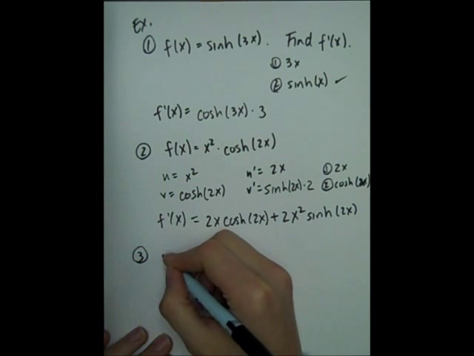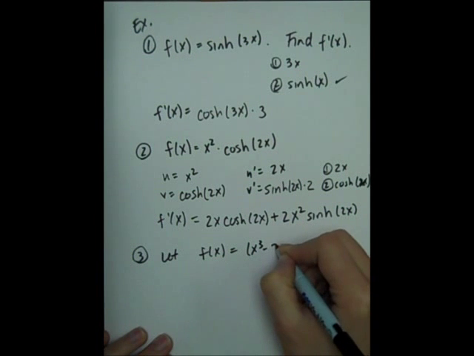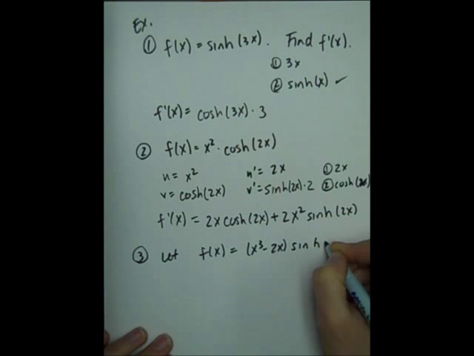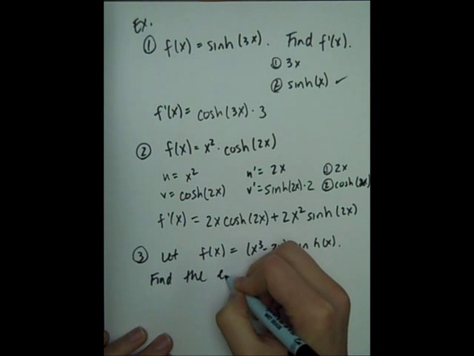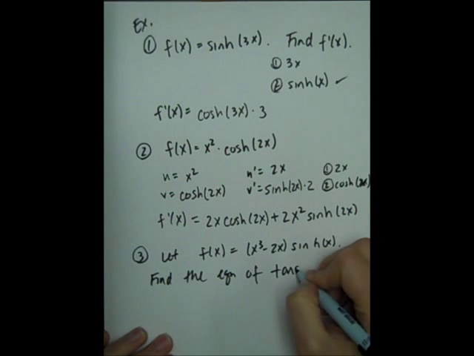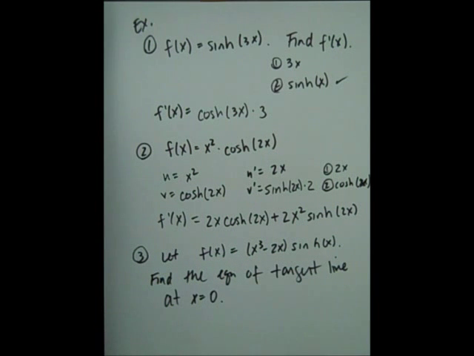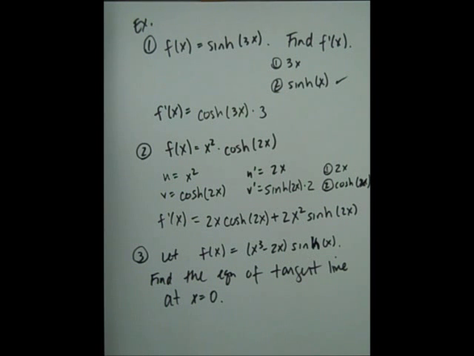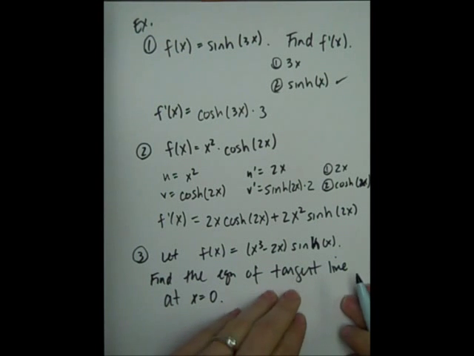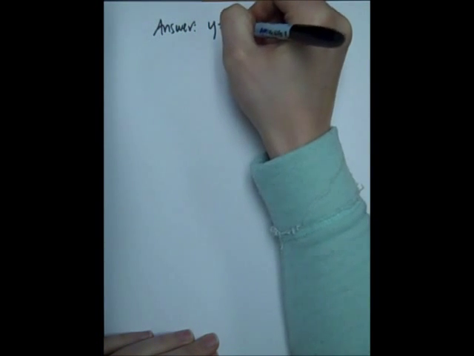Let's do one more. Let's let f of x be x cubed minus 2x times hyperbolic sine of x. And let's find the equation of the tangent line at x equals 0. I don't know why I put a space here, just hyperbolic sine of x. Okay, so we're finding the equation of a tangent line. I'm going to move this here. Find the equation of a tangent line, so our answer is always going to be y equals mx plus b.